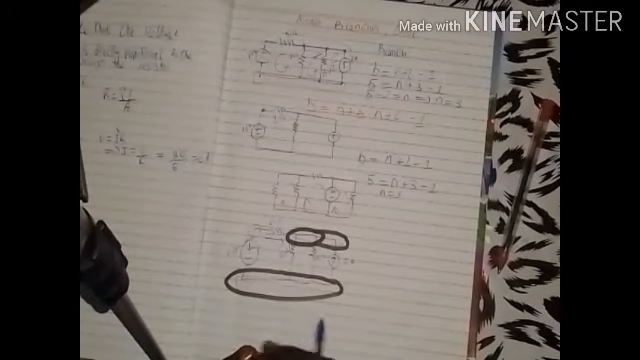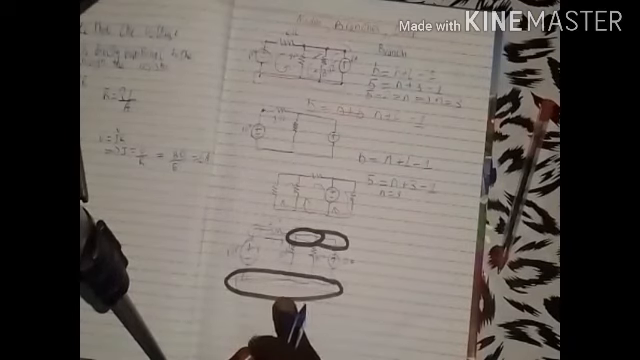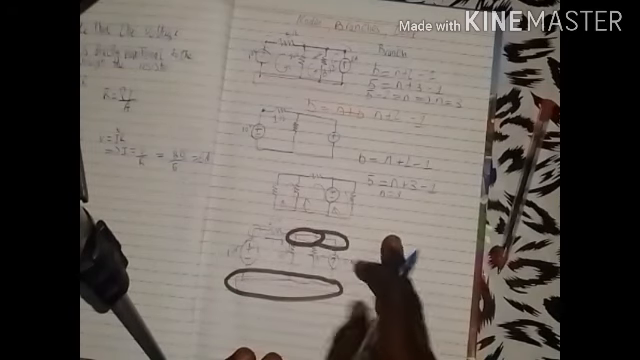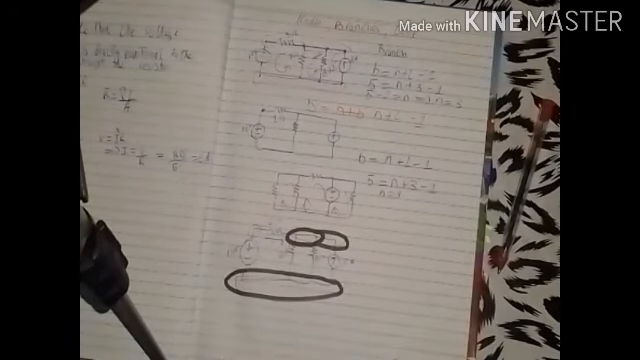In the next video, we're going to talk about the current divider and the voltage divider rule. So the current will have to divide, some flowing in one direction, some flowing the other way. That is one of the laws given by Kirchhoff. In the next video, we're going to talk more about it.